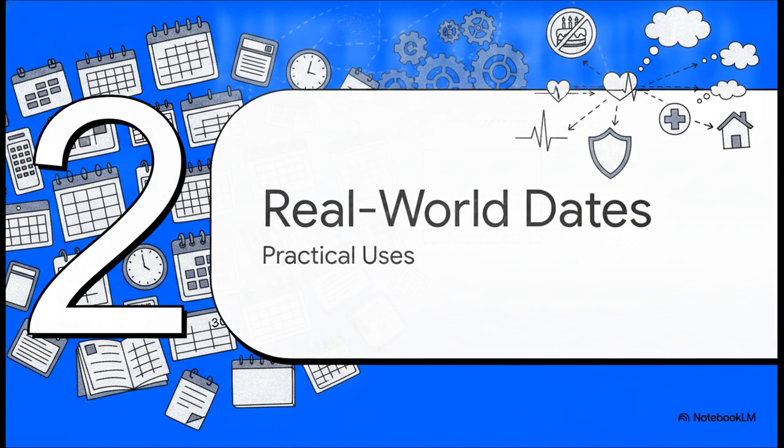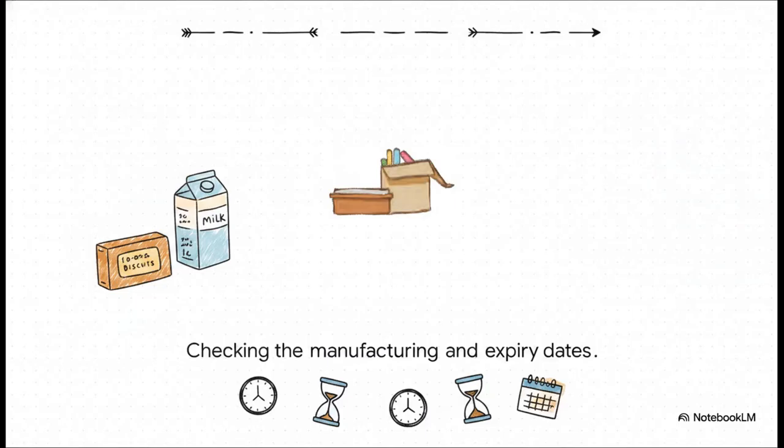Moving right along to Section 2, real-world dates. Let's see how this all applies to our daily lives. You can actually practice reading dates right at home. Just check the manufacturing and expiry dates printed on everyday items, like a box of biscuits or maybe a carton of milk. These dates are typically written in a format like DDMMYYYY. That stands for day, month, and year. It's basically how manufacturers communicate a highly specific pinpoint in time directly to you, the consumer.